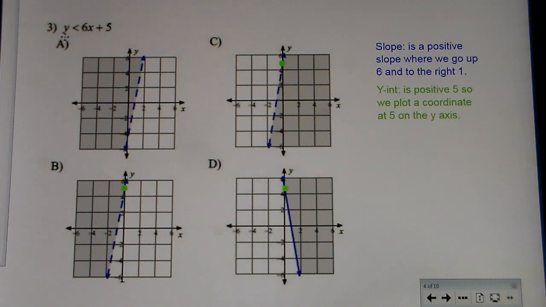So I put 0 in for x and I put 0 in for y in our equation. Right up here, 0 is less than 6 times 0 plus 5. Well, 6 times 0 is 0. 0 plus 5 is 5. So 0 is less than 5. That is a true statement. So then our option is C for number 3, because it's a shaded region. 0, 0 is shaded. That is a true answer. So C is the correct answer for number 3.